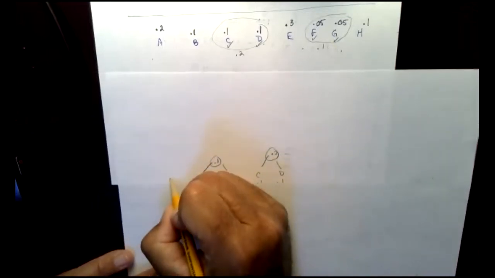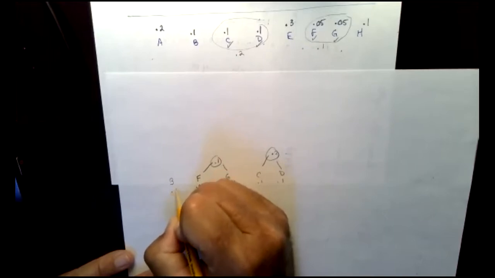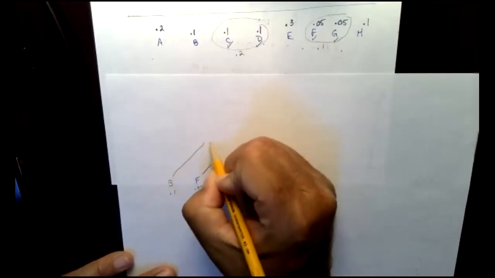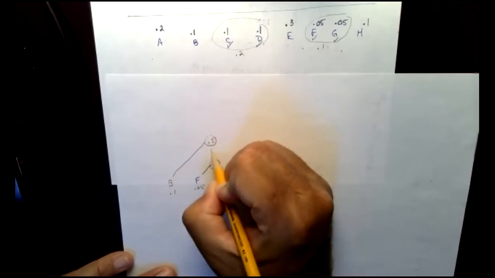B with F and G. Say again? B with F and G, okay? I can put it in front or I can put it there, but I'm gonna put B with F and G. That's gonna give me a 0.2, okay? So I took care of B right now.